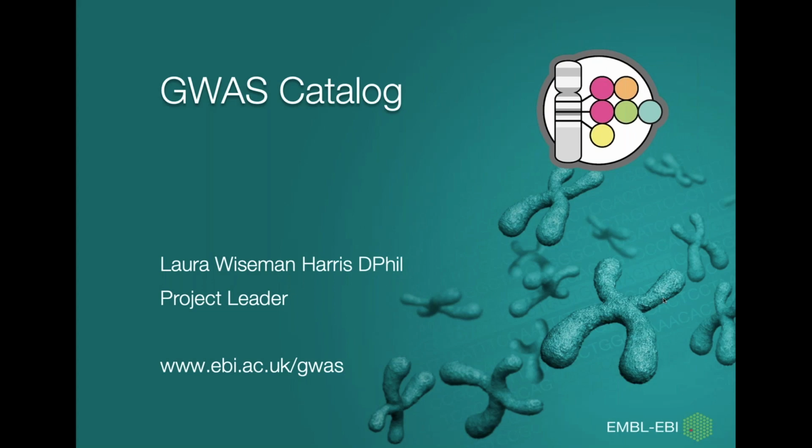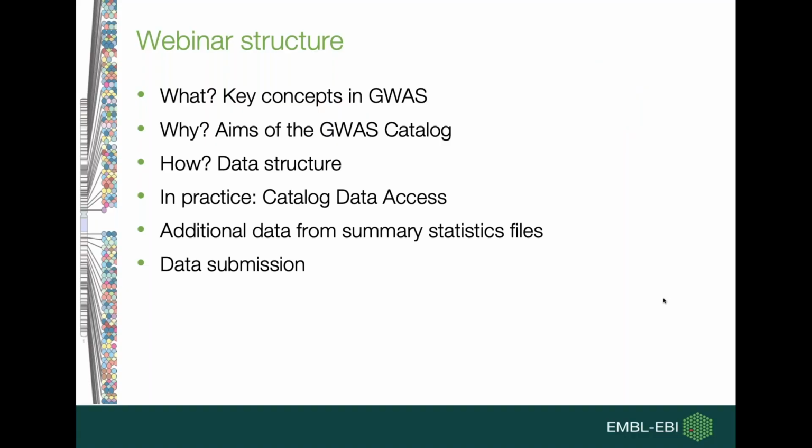Some of you may be very familiar with GWAS and working in the field already, but some of you may be new to the field. So I'm just going to first spend a short time talking about the key concepts in GWAS, why we need the GWAS Catalog, and the sort of questions you can ask of it. I'm then going to go into a bit more detail about the data structure. Then I'm going to give you a hands-on look at how you can access the data through the web search, and you can play along with that at home. I'm then going to show you how to get additional data from summary statistics files, and also show you how you can submit your own data to the GWAS Catalog.